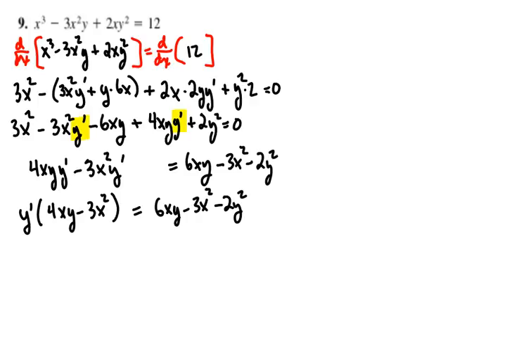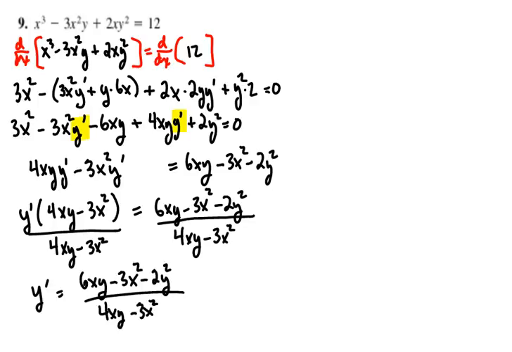We divide both sides by the 4xy minus 3x squared, and that's basically all there is to it. And you can see that you don't have any common factors in the numerator and the denominator, and so we're all done. And that's problem number 9.